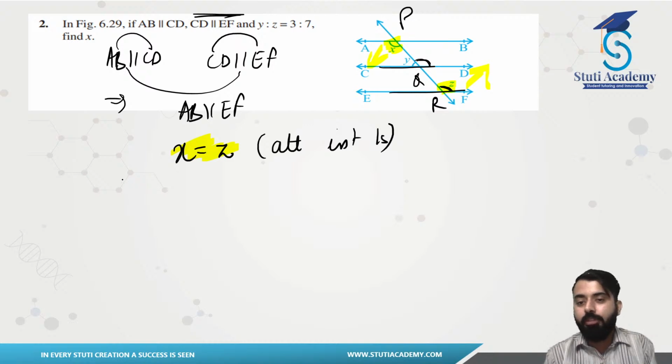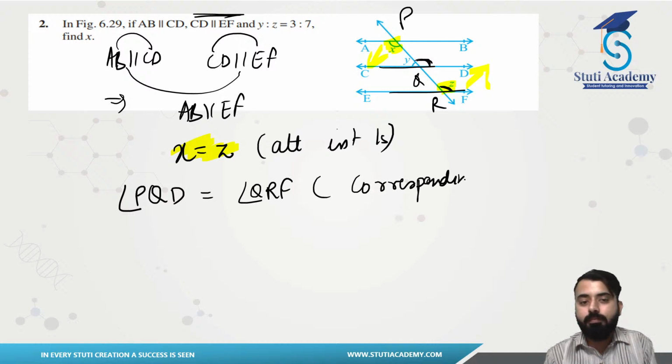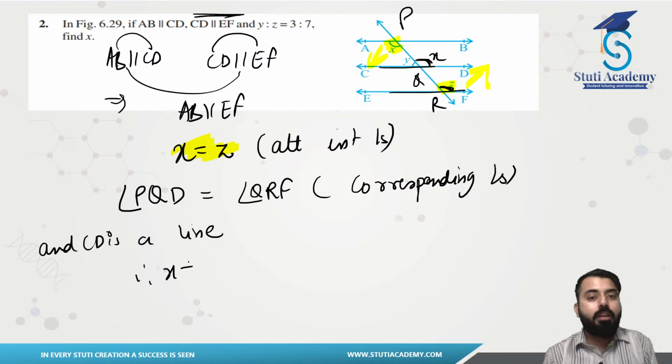Now if I name this one angle PQR, that means this angle will be same as the angle QRF, corresponding angles. So if this is x, then it has to be x, and CD is a line. Therefore, this Z was x, so I'm calling it x. That does not matter, you can take Z also. Choice is yours. Let's just call this one Z, since we have been given the ratio between y and z, but that does not matter.